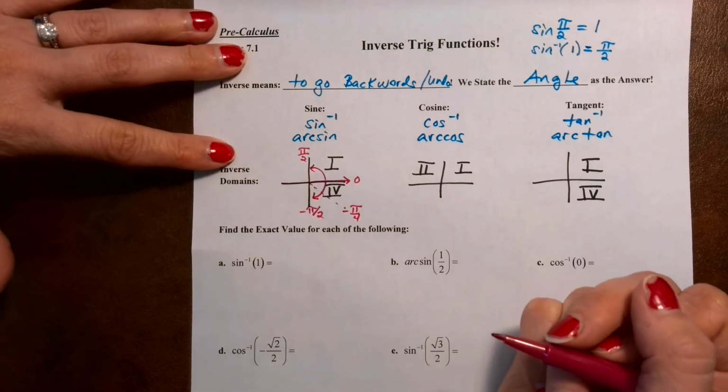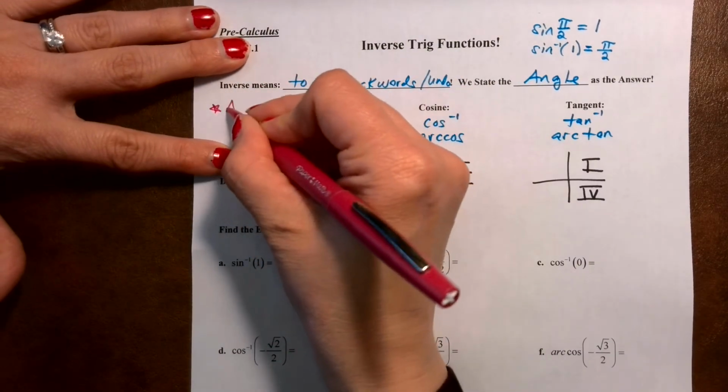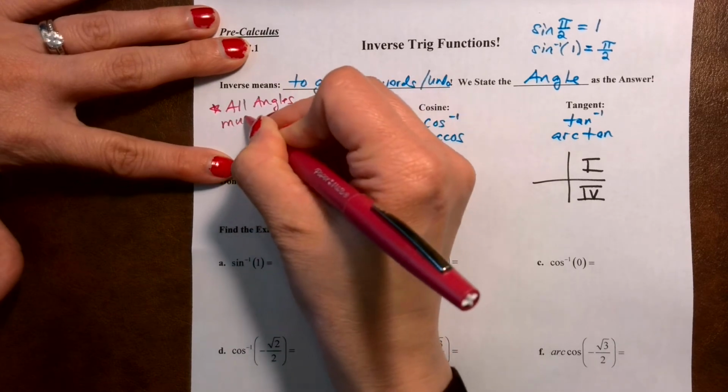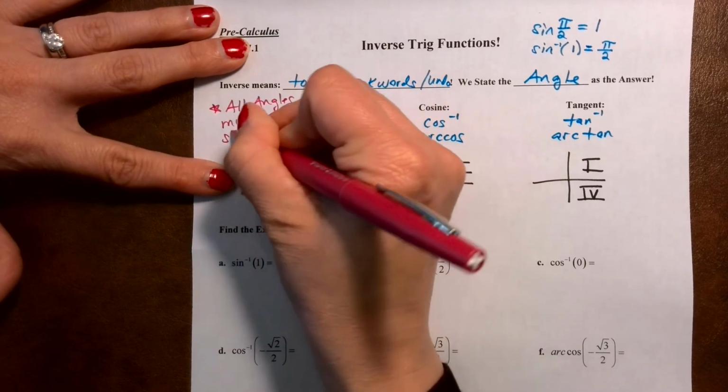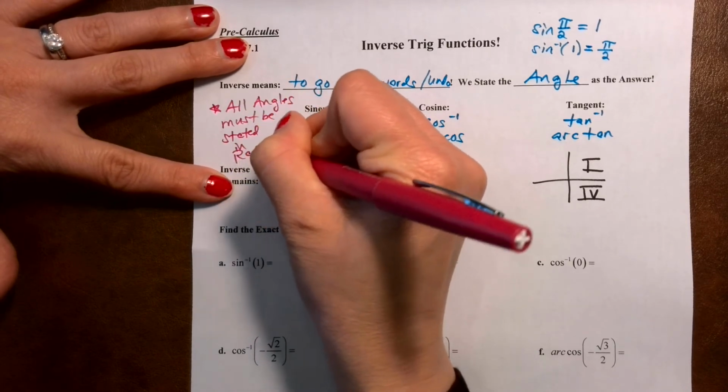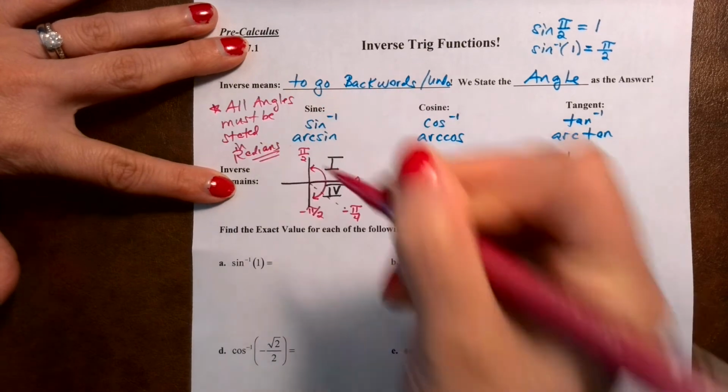Oh yeah, did I tell you the rule? All angles must be stated in radians. In radians, of course. That's the rule.